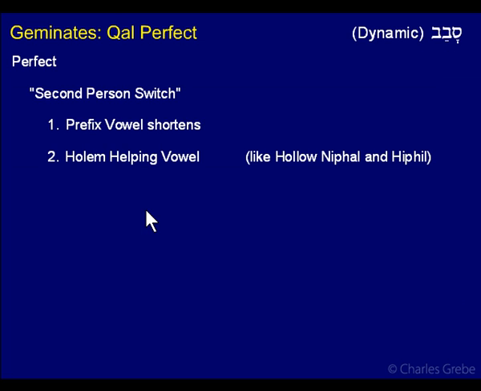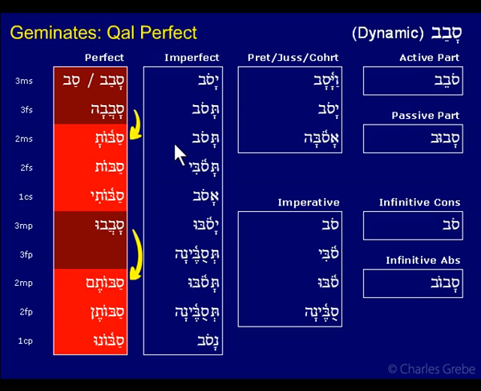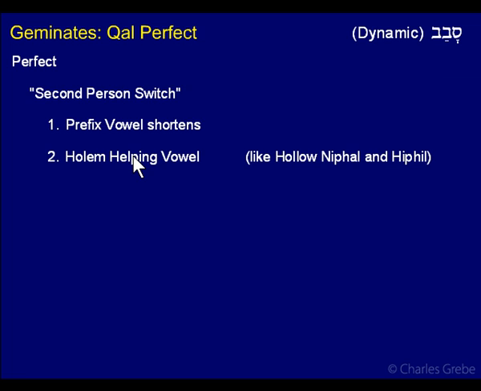Okay. So in the perfect we have the second person switch. The prefix vowel shortens. Why did I call that a prefix vowel? There is no prefix in the perfect. Anyway, the first vowel. I probably made this mistake all the way through. Let's just call this first vowel. Excuse my mistake. The first vowel, first root vowel shortens, and the helping vowel, the holem is the helping vowel. In fact, it's a true holem vav there, just like the holo, nifal and hifil, not the Qal, incidentally.